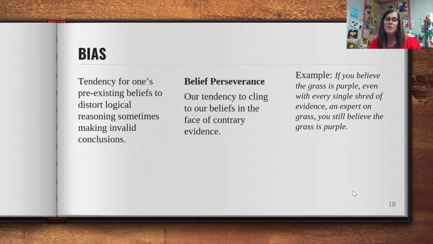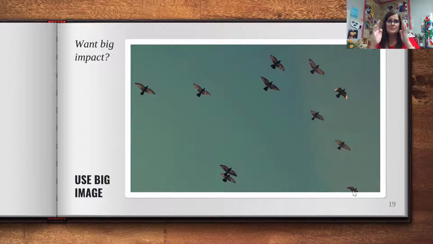So if you believe that the grass is purple, you look outside, you look at your neighbor's yard, and you believe that grass is purple, even with every shred of evidence and experts telling you contrary to what you believe, you, because of belief perseverance, are going to cling to that idea and still believe that grass is purple. This is belief perseverance. And obviously it's leading you to an invalid conclusion.